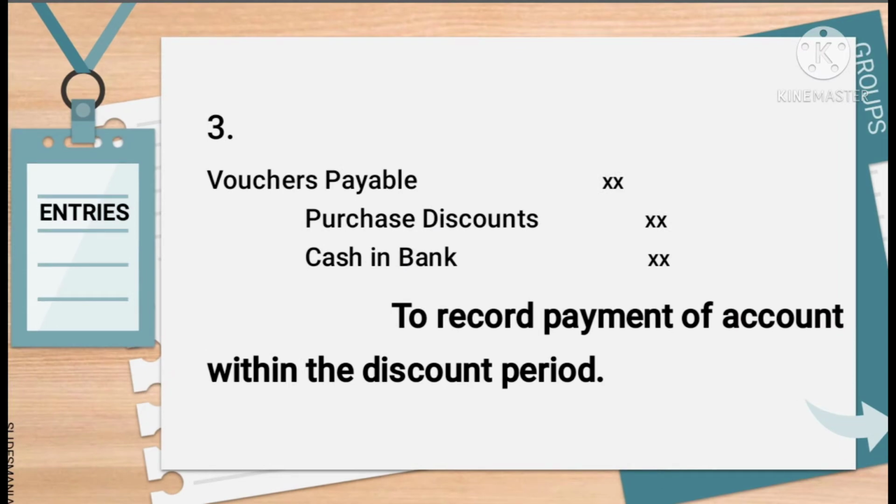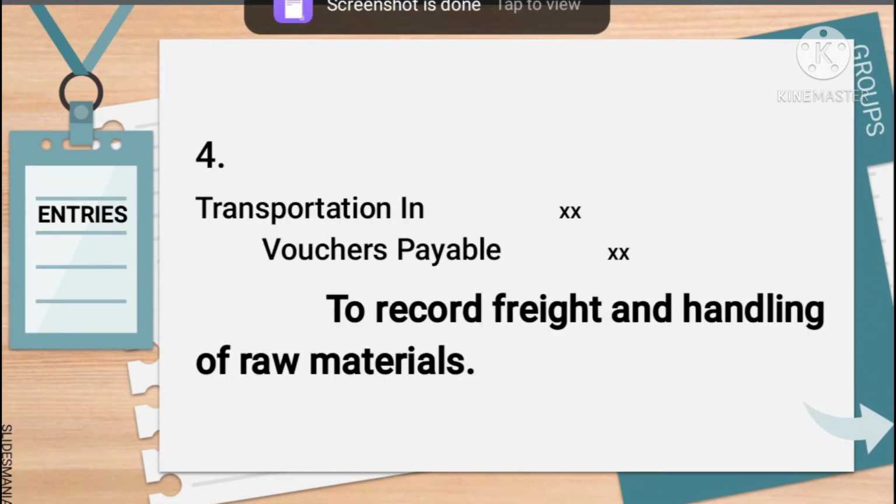Third is to record payment of account within the discount period. Debit vouchers payable, credit purchases discount and cash in bank. Fourth is to record freight and handling of raw materials. Debit transportation in, credit vouchers payable.